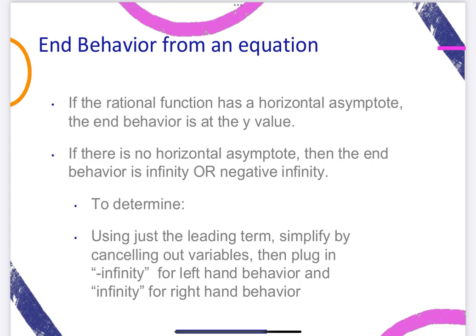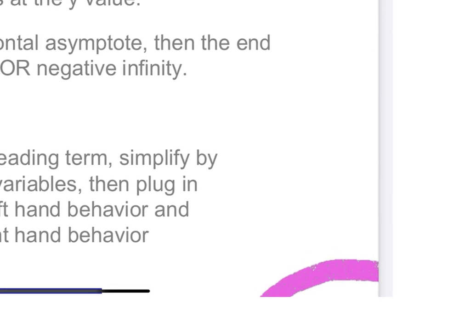If there is no horizontal asymptote, then the end behavior is either infinity or negative infinity, and this is how you figure it out. You would use just the leading term in the top and the bottom. You'd simplify it by canceling out the variables. And then for the left-hand side, you're going to plug in negative infinity, and the right-hand side, you're going to plug in positive infinity. So it would look something like this. f of x equals, let's say it's negative 3x to the fourth over x to the third. Actually, yeah, I'll leave it like that.